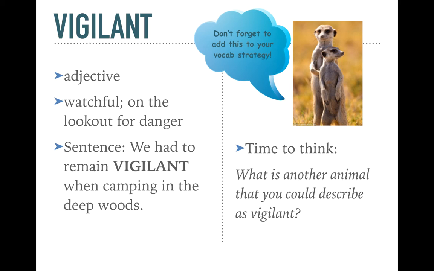There are a lot of animals that you could describe as vigilant. Your book talks about a red-tailed hawk being vigilant and attacking any intruders that approach their nests. So maybe you can think of another animal that you could describe as vigilant to help you remember this word.